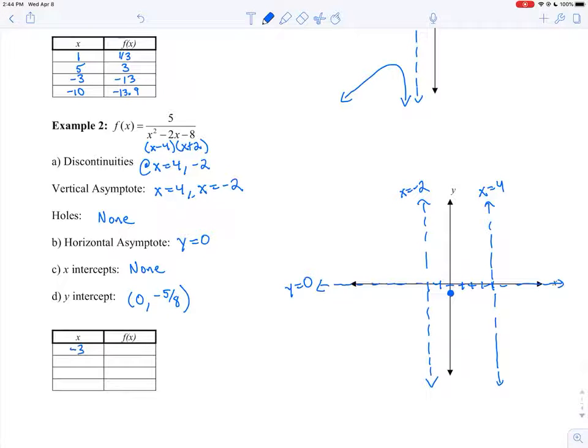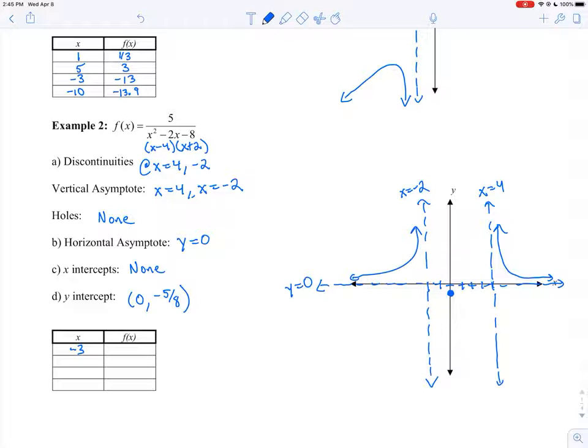So if I plug in negative 3, I see that that's going to be a positive value when I do that. So that means that I know that this is going to come across like that. All right? If we do the same thing on the far right side, so if I plug in an x value of 5, that again is going to become a positive value. So that means that this is going to go like that. All right, so that's just understanding what the horizontal asymptote does.